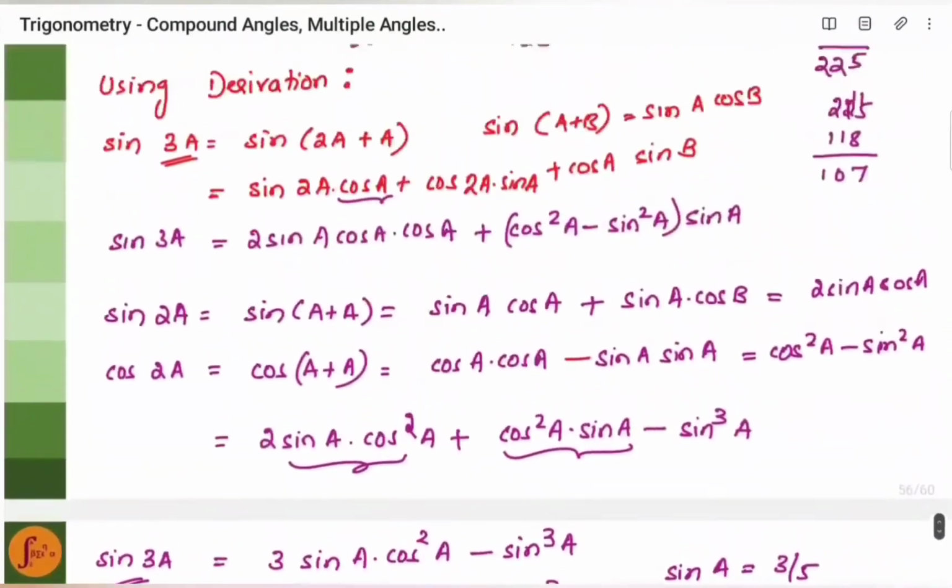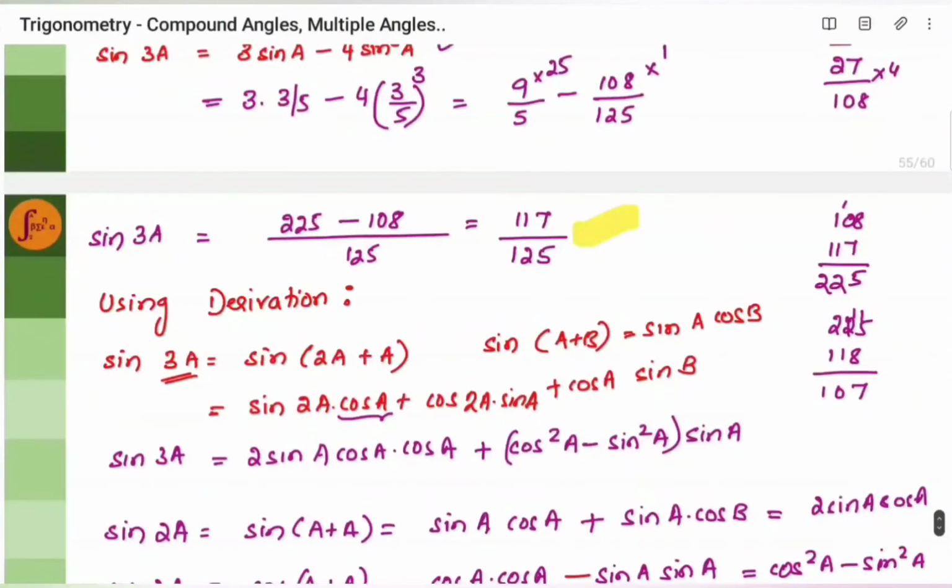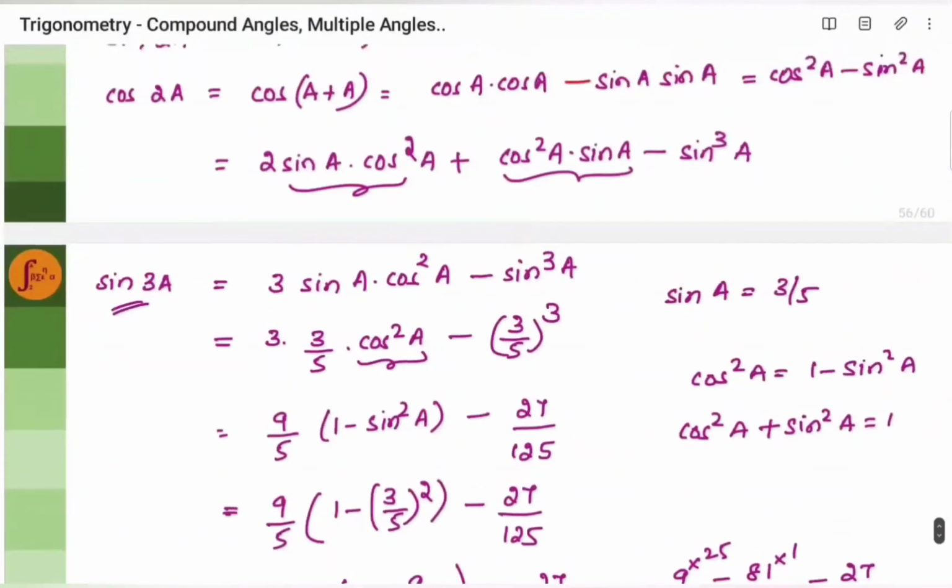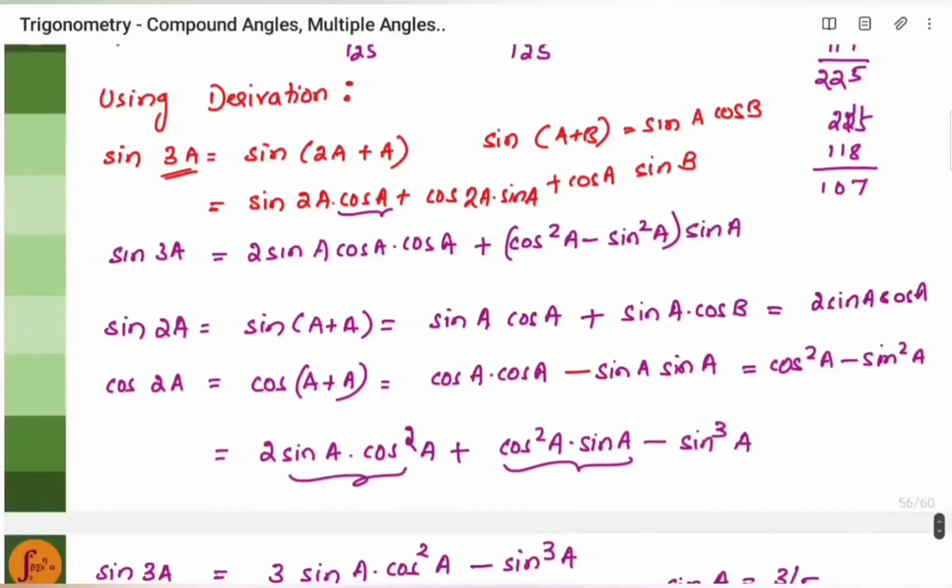So earlier also we got the same answer using the direct formula. Here we have used derivation. The only thing is, the derivation will be a little lengthy, but it is useful to know the method in case you get stuck or you forget the formula.